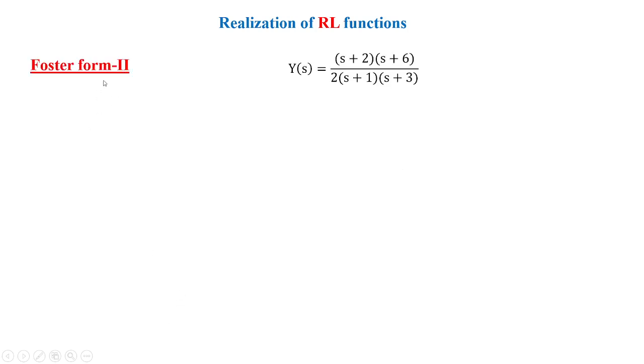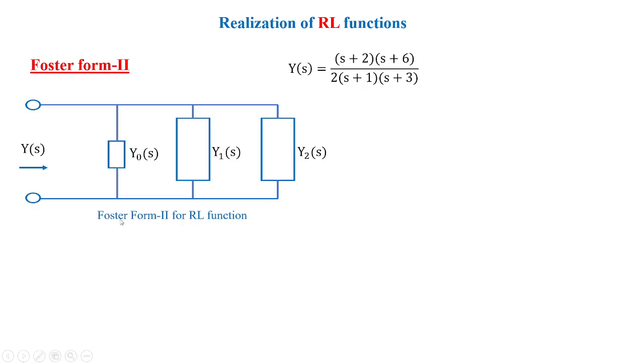So what if we want to get the Foster form 2 representation? That can be obtained with the help of admittance value, just the reciprocal of the impedance. Not exactly the reciprocal, I can say the inverse of the impedance function, and the Foster form 2 representation of RL function is shown in the series combination of the parallel network. And the result for this can be derived from our previous videos. The result is obtained as 1 by 2 plus (5 by 4) divided by (S plus 1) plus (3 by 4) divided by (S plus 3).